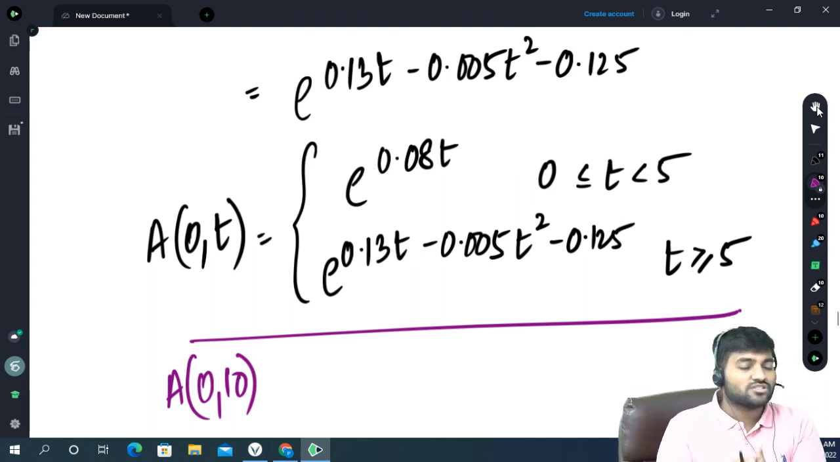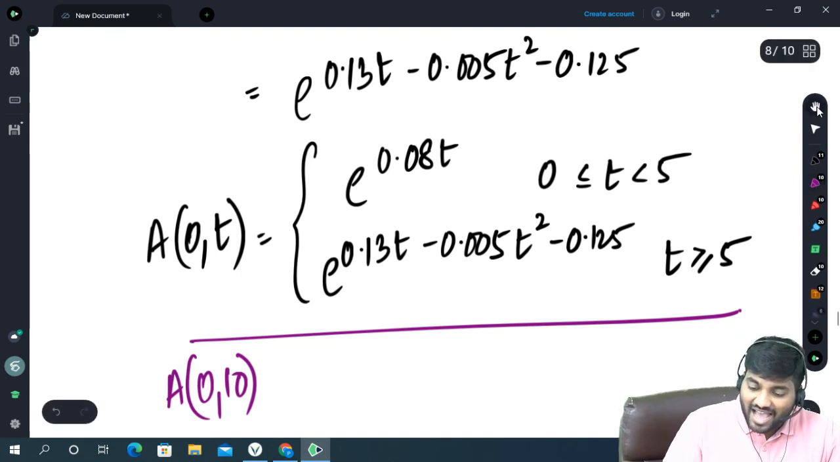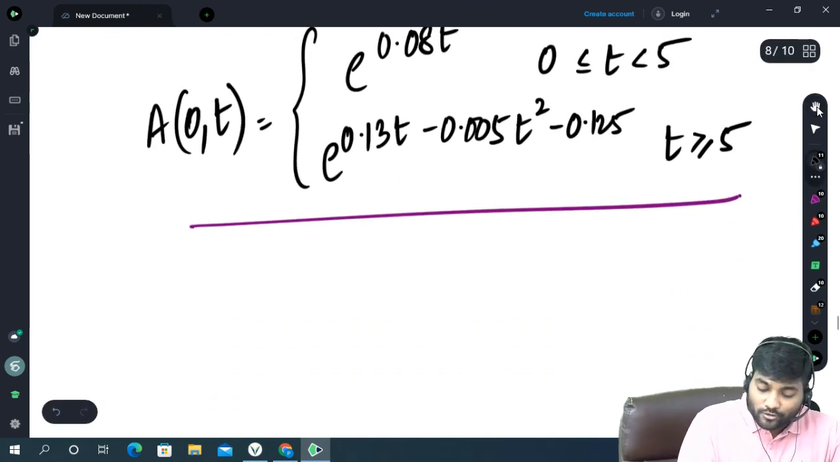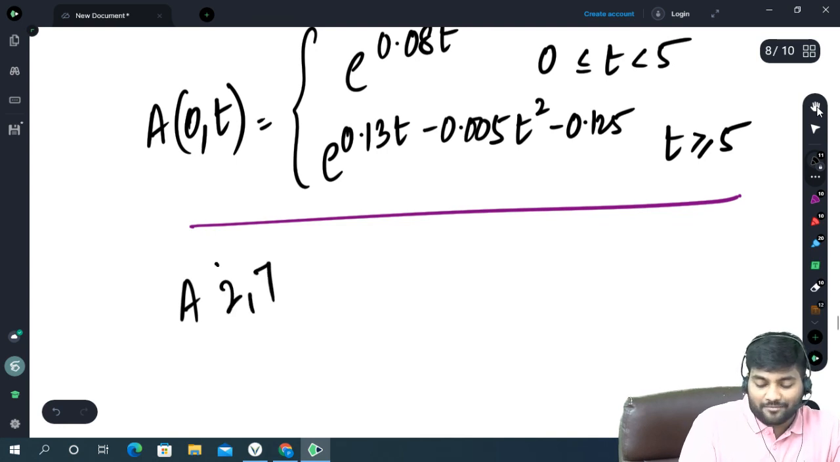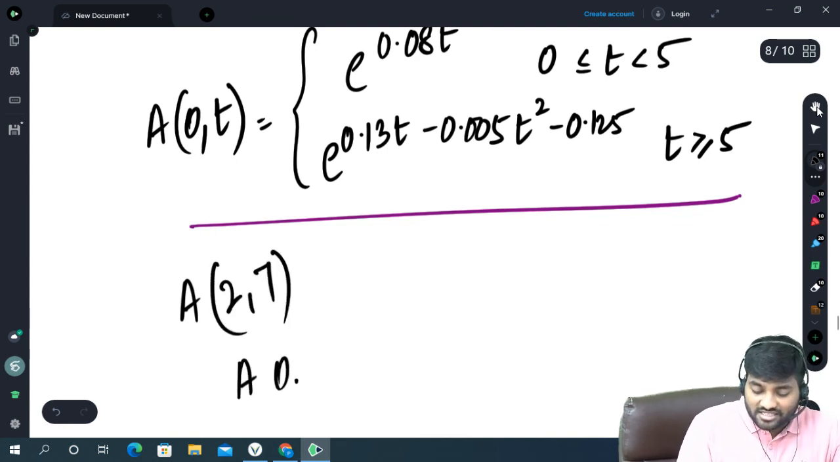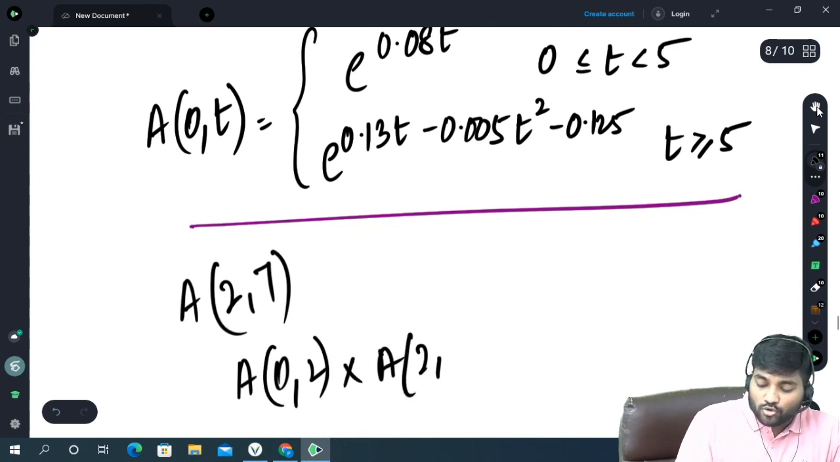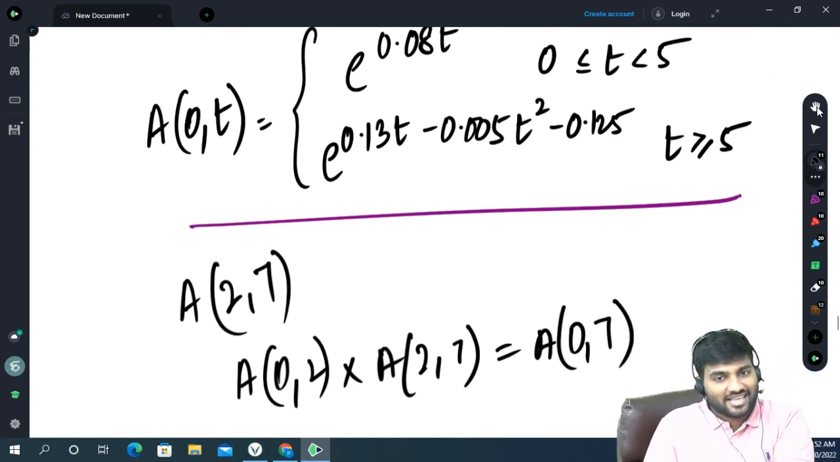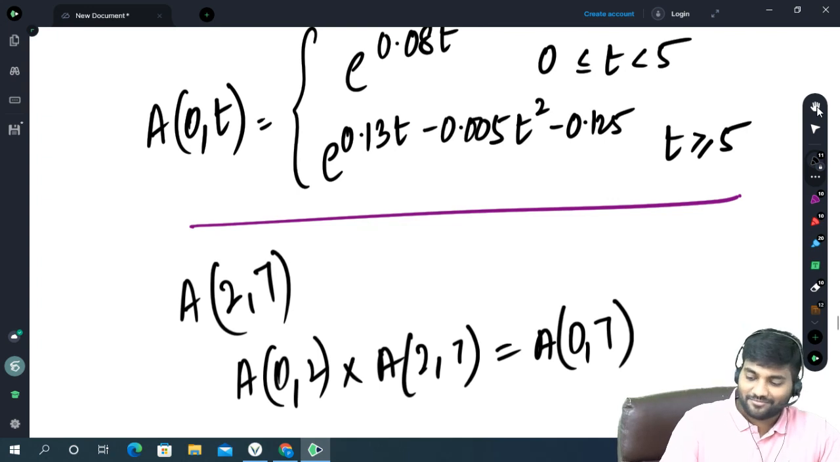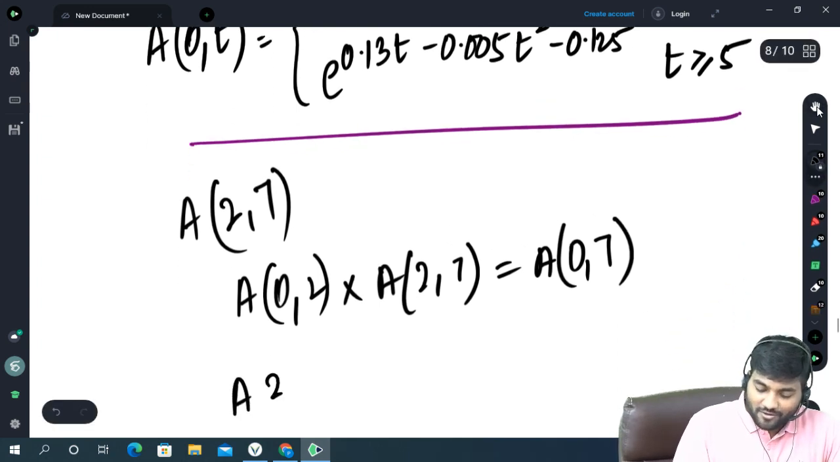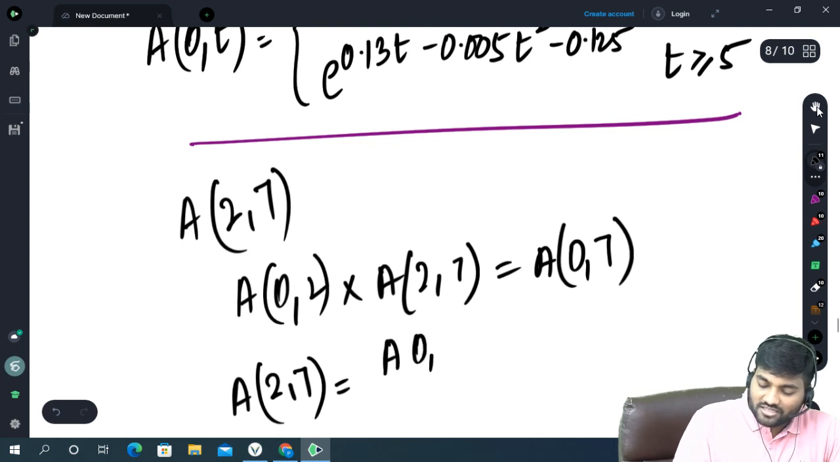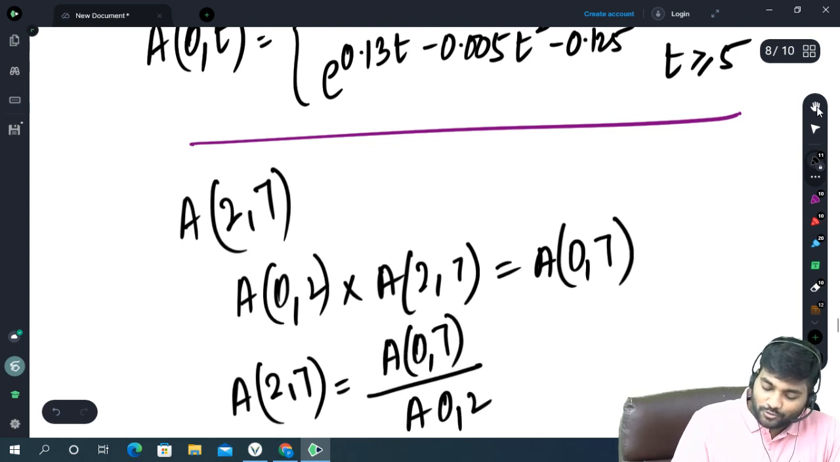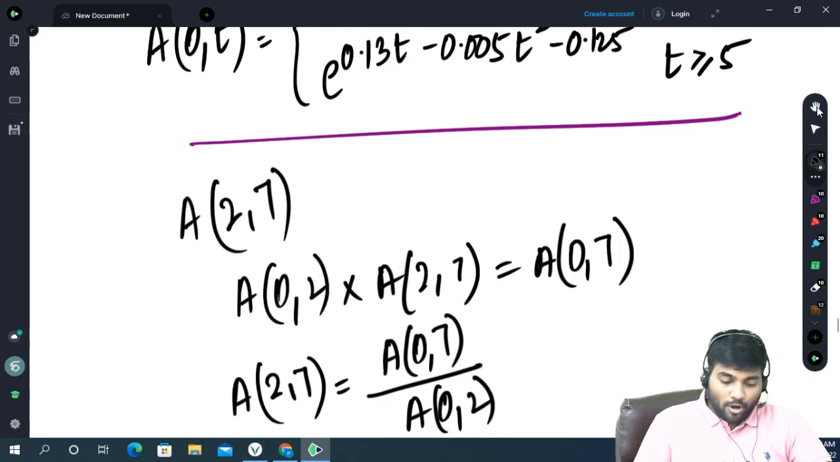So this is the use of generalized expressions. You just need to integrate once and then you can go on putting in the values. Even if they ask you to calculate, for example, A2 to 7, you can solve this. A0 to 2 into A2 to 7 is equal to A0 to 7. So put 2 in the first, put 7 in the second, and divide both. So A2 to 7 is A0 to 7 divided by A0 to 2. Please copy this part in your notes.